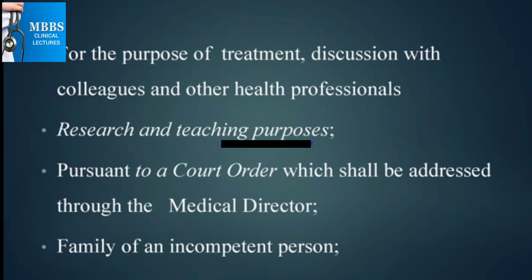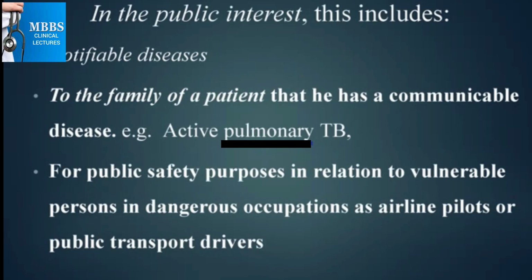It can be for the purpose of treatment when he wants to discuss the case with colleagues. I've listed the circumstances here, so you can understand these. There are certain public interest cases in which it is important to notify certain diseases, infectious diseases or communicable diseases. Also, to the family of the patient, in certain cases, it is important for them to know that the patient is having an active disease that can be communicable for safety purposes. For example, when a person is related to a public profession and his health condition can affect the safety of others.